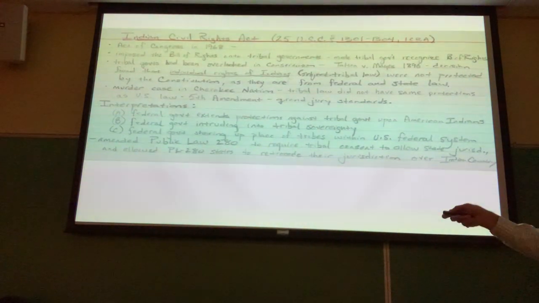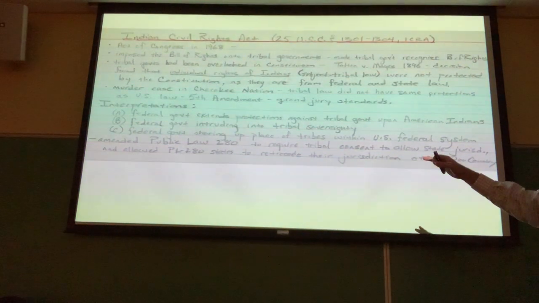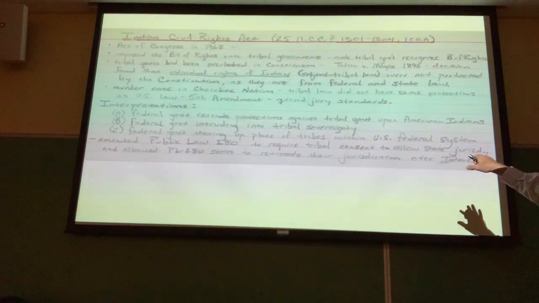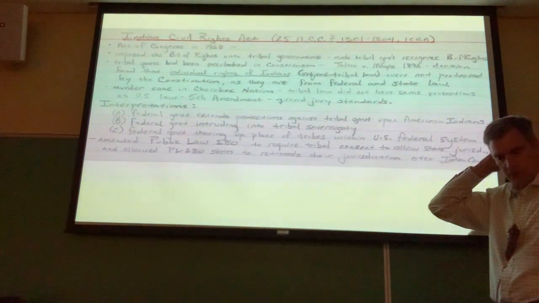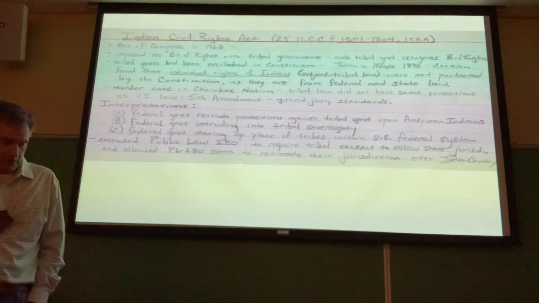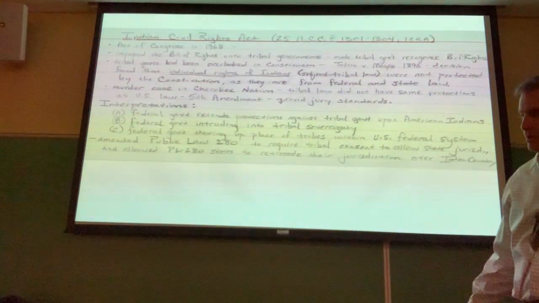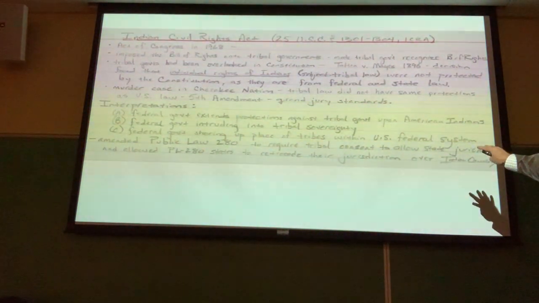The Indian Civil Rights Act amended the earlier Public Law 280, 1953, so 15 years later. It amended PL 280 to require tribal consent to allow state jurisdiction. So in other words, if the Omaha tribe in Nebraska didn't want the state of Nebraska enforcing its laws in its reservation, then it could force the state out. So this was some degree of recognition to the tribe.